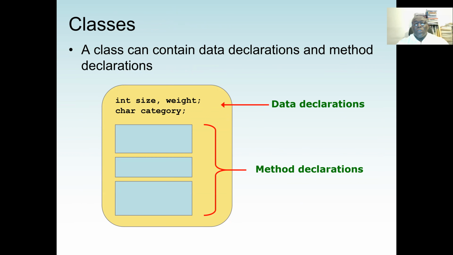So a class can contain data declaration, as we said earlier, and also method declaration. So here we have a data declaration, it's more or less like the way we always define variables. So here we have an int size and weight. Then we have a char for category. Then the method declaration.